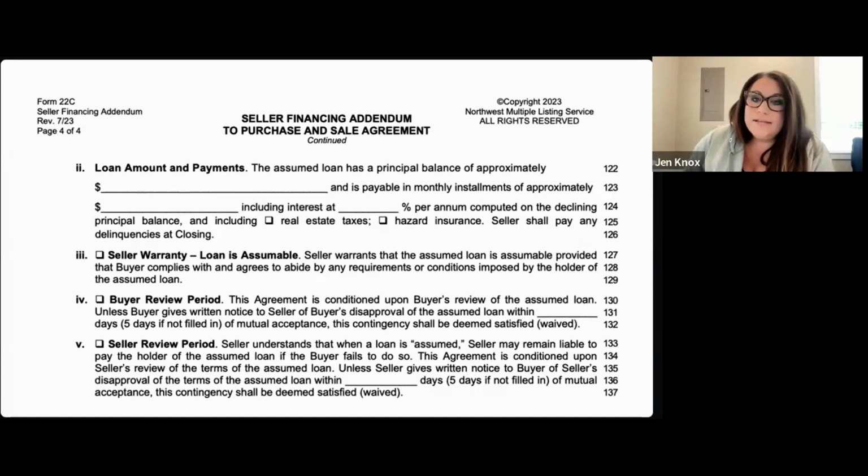And because these options are not common, I would use these contingencies to just make sure that you can, in fact, assume these loans. What if there are penalties that come up? You just want to make sure you know everything you're getting into. And again, as soon as you fill this out, the buyer has the right to have an attorney review on this.